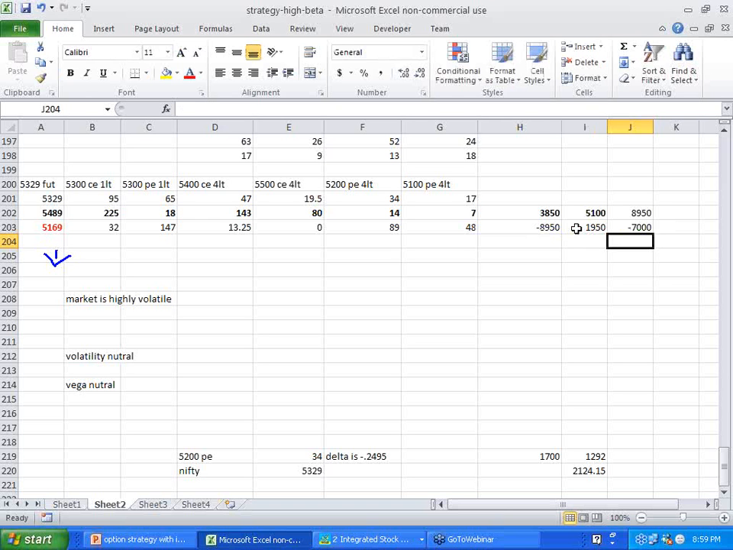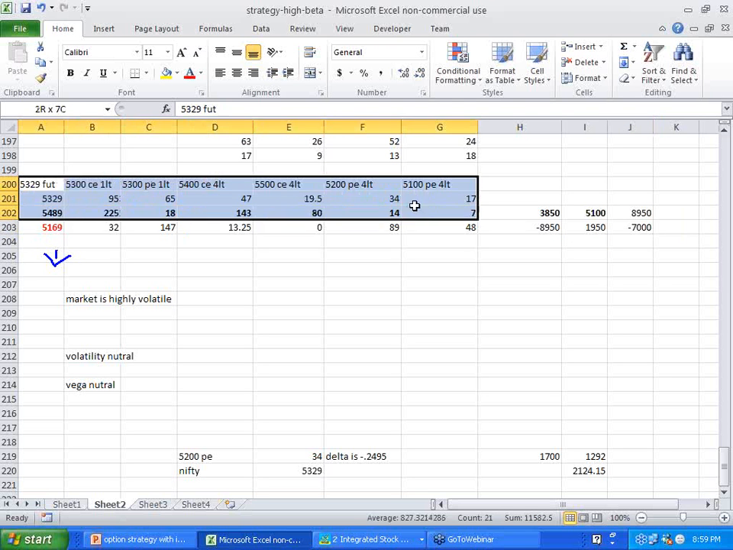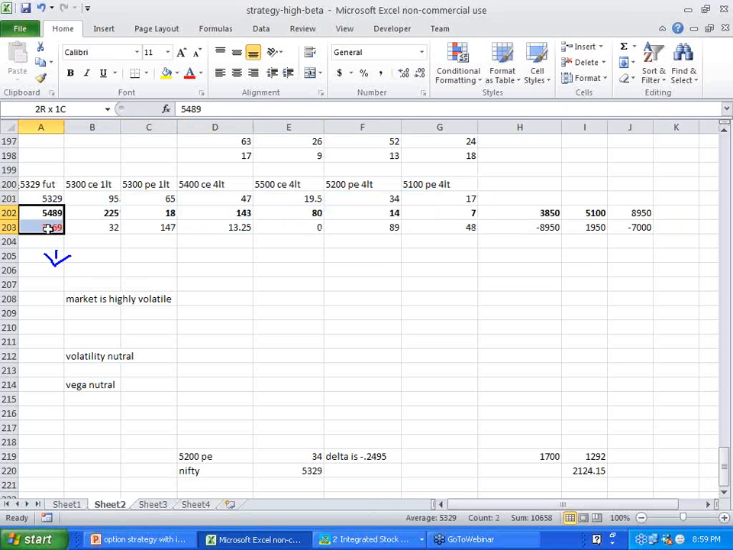For the 5 days period, with this first combination hybrid approach, if I win, I will win 8950. If I lose, I will lose 7,000. I am going to hold it for 5 days, and this will be my strategy. And I am expecting the Nifty to be in this range. Either it will give me a winning side at 5489, or it can give me a losing side at 5189.